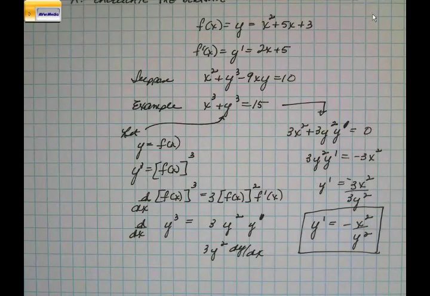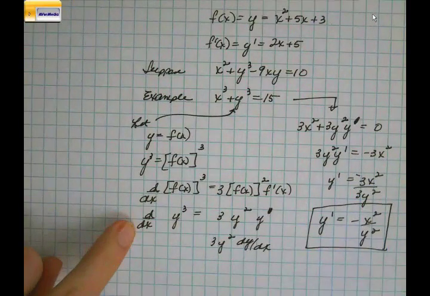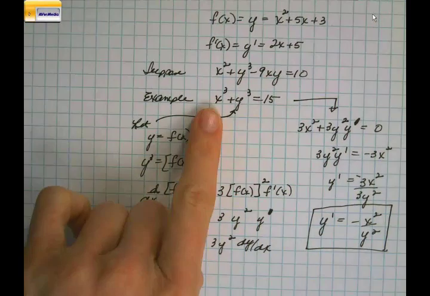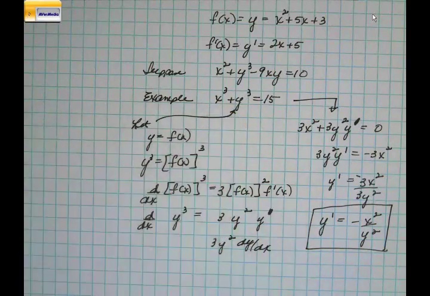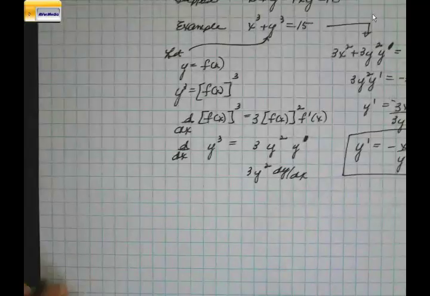Because we're taking the derivative with respect to x, which is what this d/dx is all about, x is not a problem. Y is, okay? Y is where you add the y prime in when you take the derivative, which is what implicit differentiation is really teaching us today. So let's go in and do some examples.